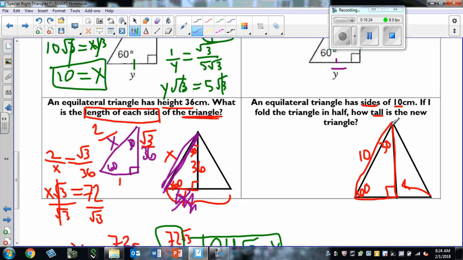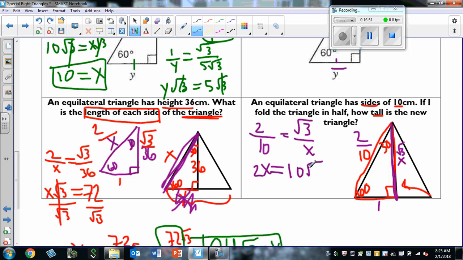Well, tall is still this piece. So I'm looking for how tall. I know this side gets a 2. It's between 30 and 60. This side gets a 1. I'm looking for this side, so it gets a root 3. So I have 2 over 10 equals root 3 over x. So 2x equals 10 root 3. So x has to be 5 square root 3. And we're done with that.